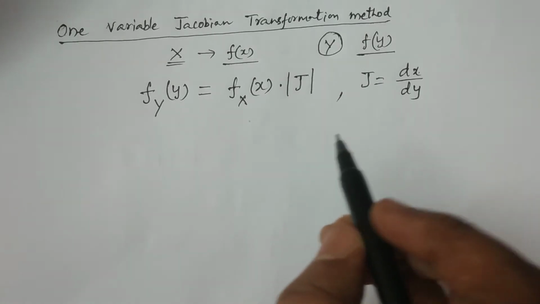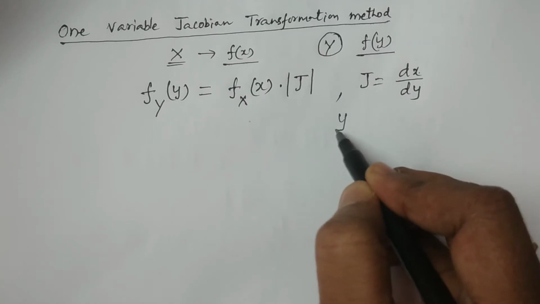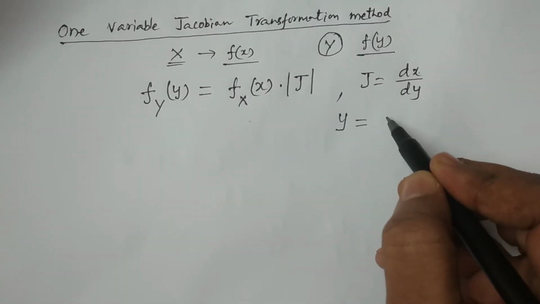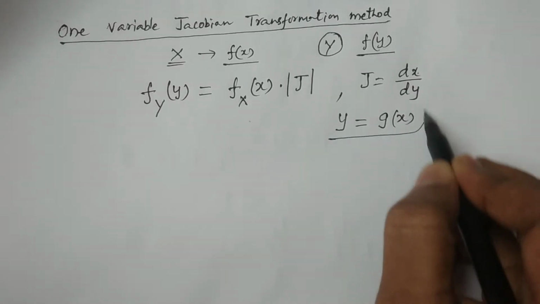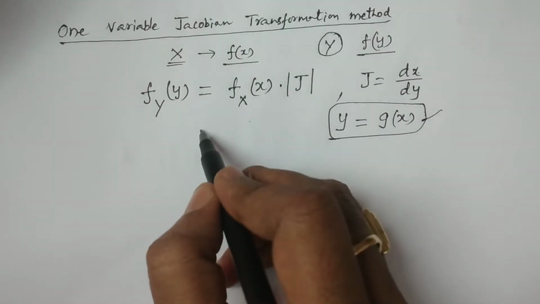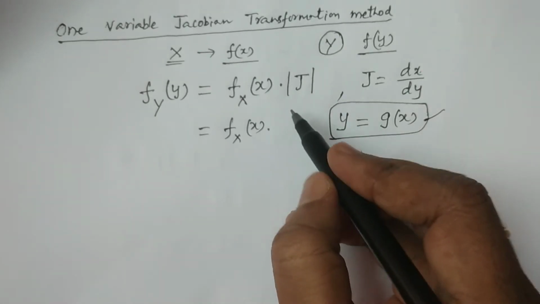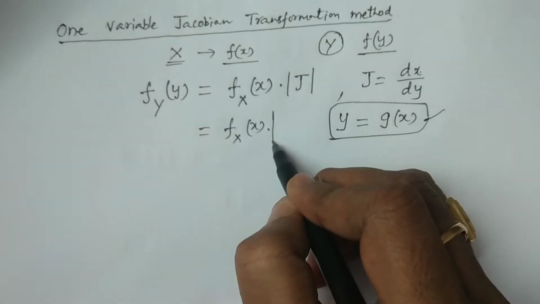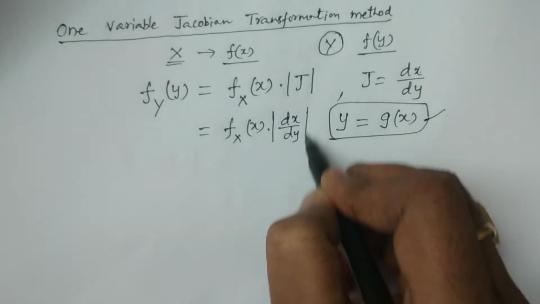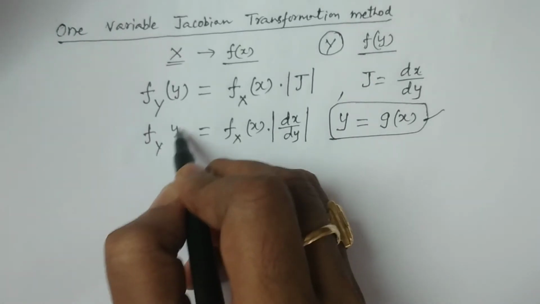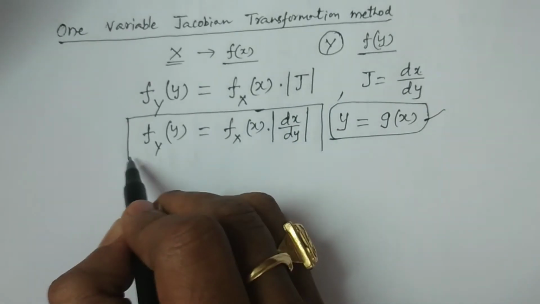Here, one thing must be very clear: the unknown variable must be related to the known variable, that is, it is a function of the known variable, let it be g of x. Y should be g of x, then only it can be calculated. So fy of y is fx of x multiplied by the modulus of dx by dy. This is the Jacobian one variable transformation method.